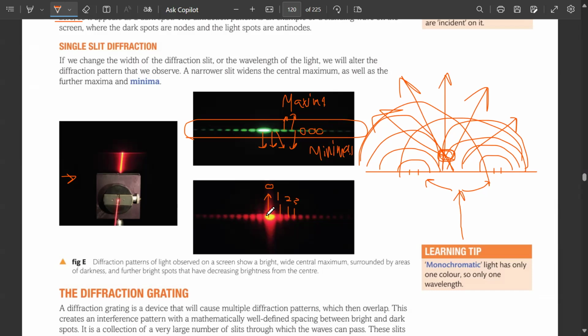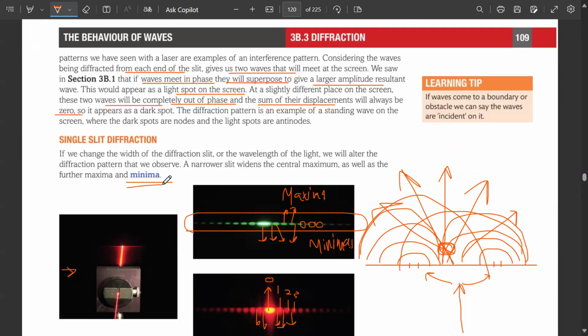Minima, right. Zero doesn't exist. Minima always starts from one minima, one minima. Then this is the second minima. Got it? So the space in between are minima, where there is no light, the empty dark space. Minima are known as the dark regions, maxima are known as the bright regions.